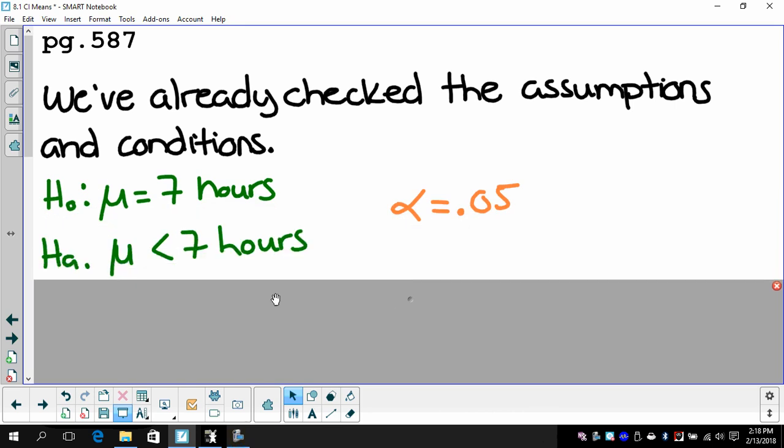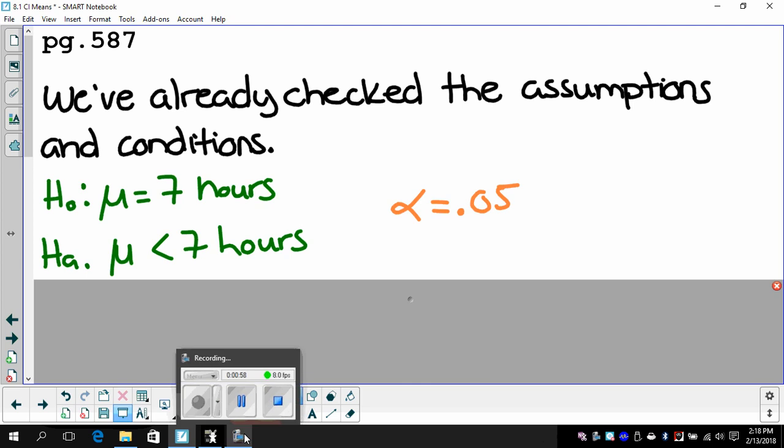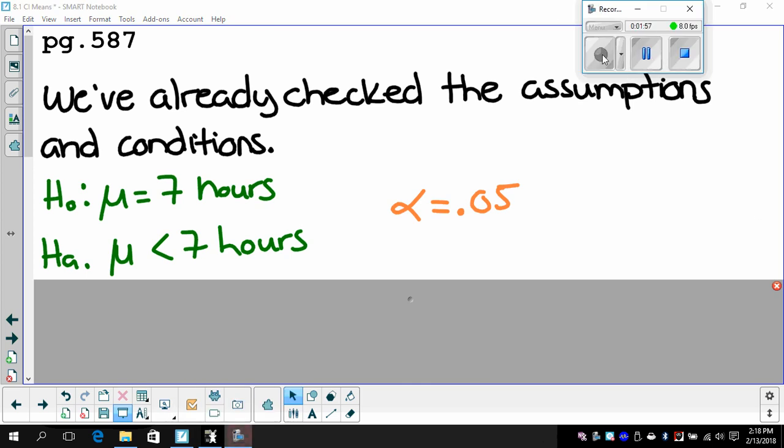So we've got to write our hypotheses. We're going to use mu, that Greek letter, for mean. So our null hypothesis is going to be that the mean is 7 hours. The alternative is going to be that our average amount of sleep is less than that 7 hours. And we'll use an alpha of 0.05 because they're not specifying what to use.